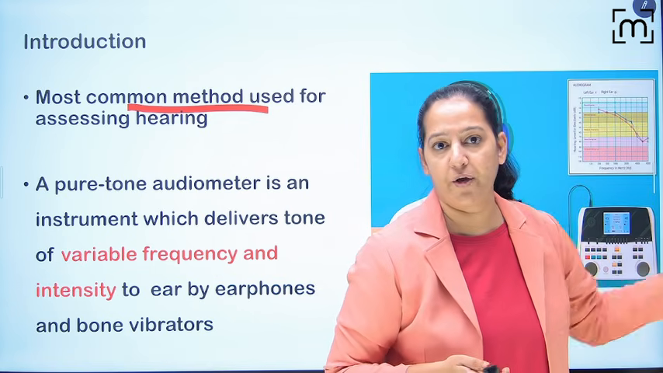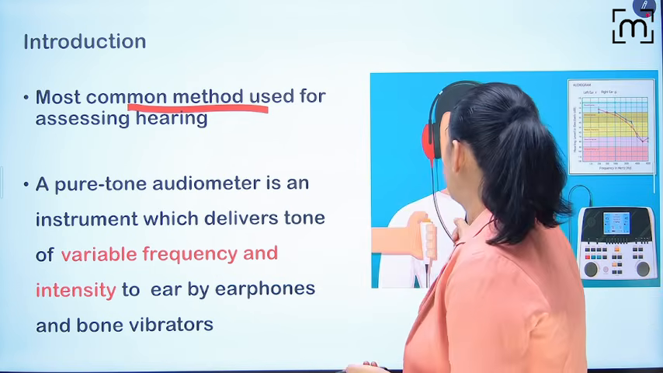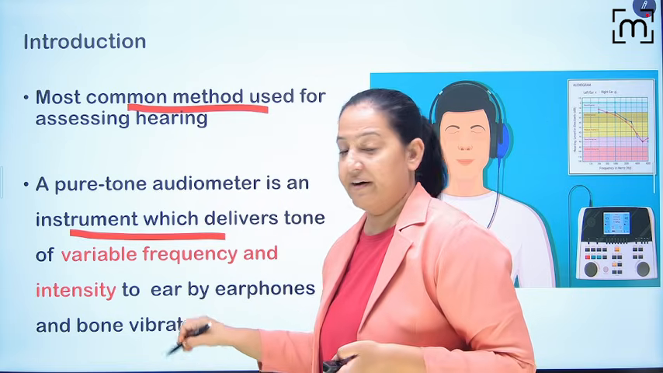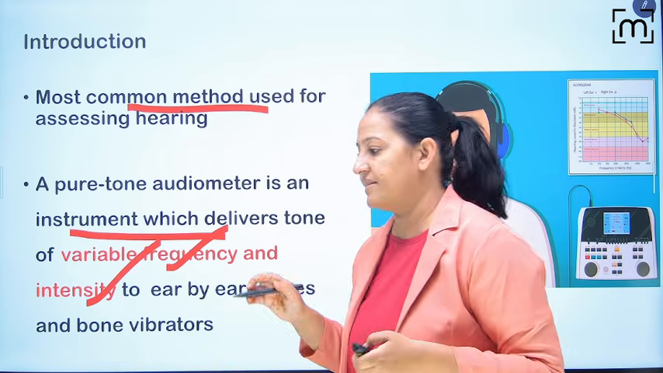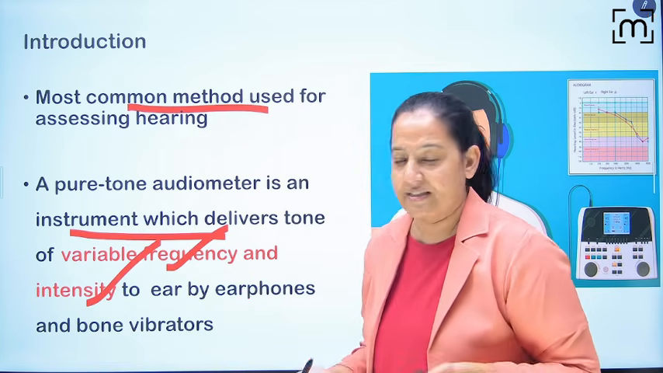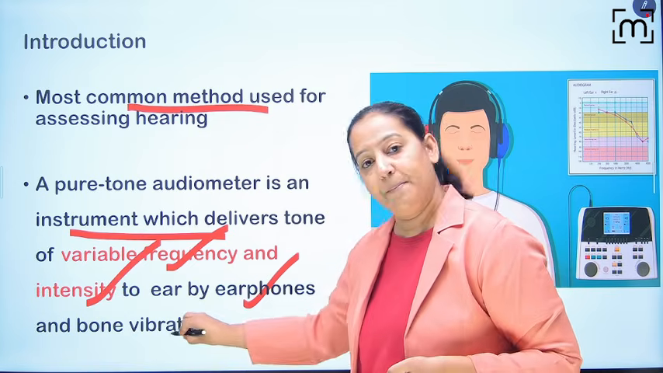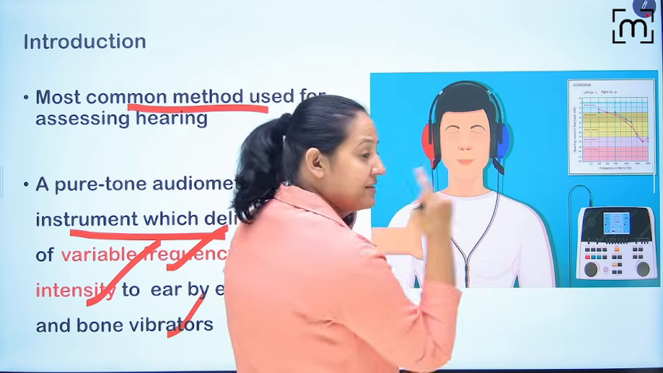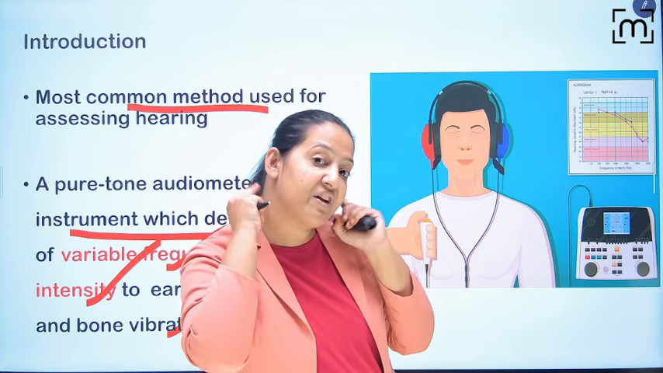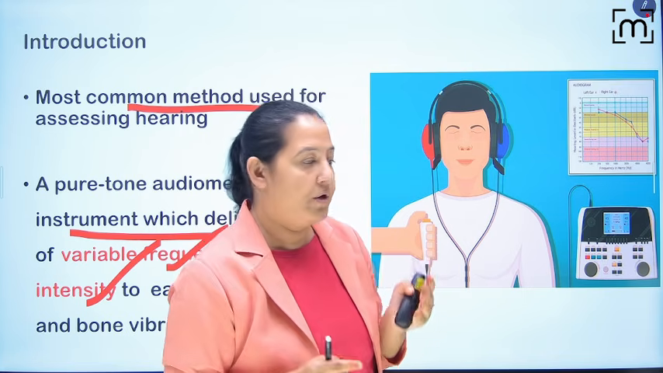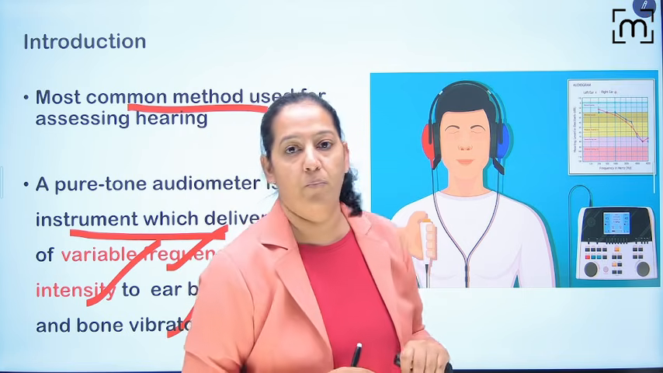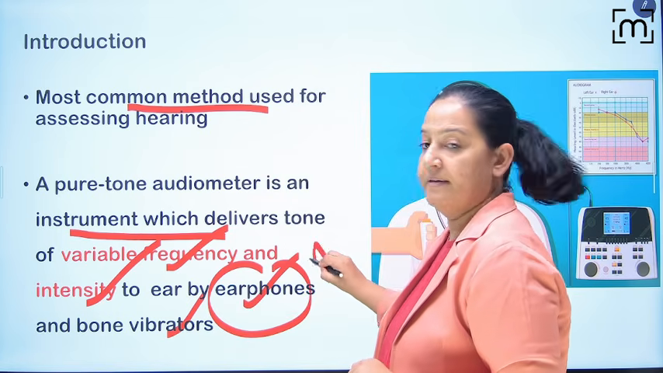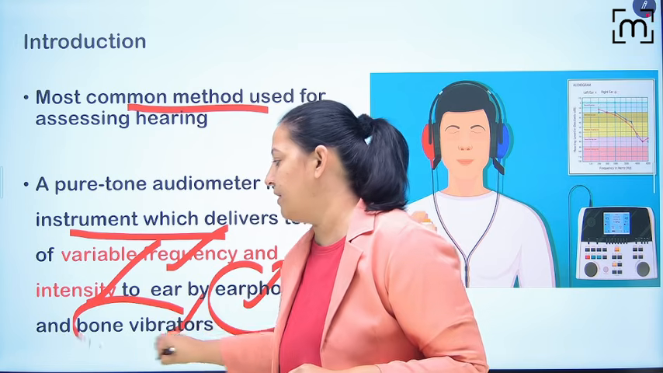Pure tone audiometry. So it is an instrument. You can see it's an instrument in which we deliver various frequency and various intensity. I will tell you which frequency and which intensity sounds via earphones and bone vibrators. So here earphones are there, behind them bone vibrators are also there, which are put on the mastoid and which are vibrating like the tuning fork. So bone vibrators and earphone are both. Earphone is for AC, and bone vibrators are for BC.